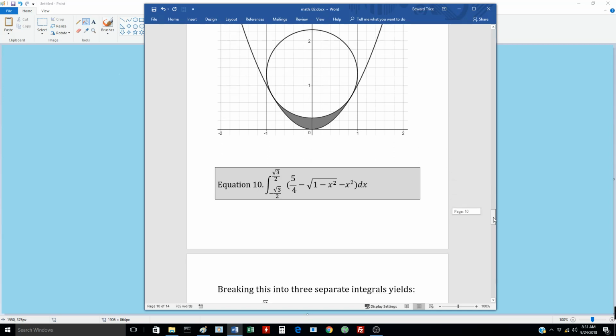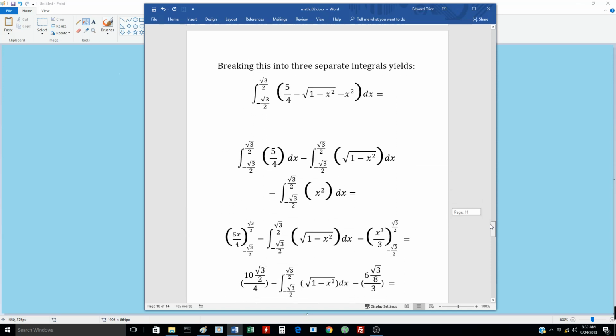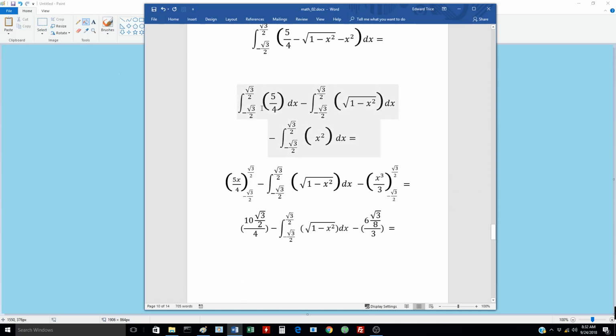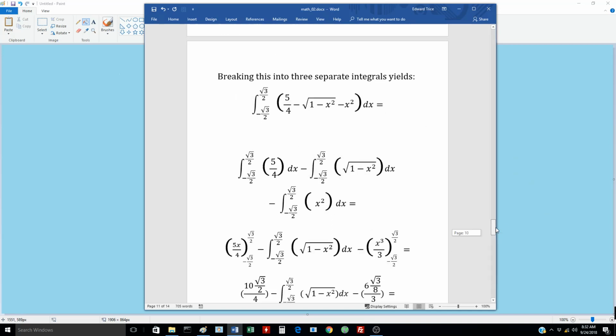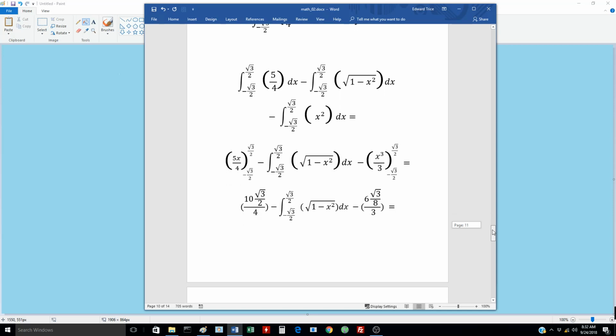So the first part, this 5/4 minus square root of 1 minus x squared, is from the circle, and you want to subtract the area that's underneath the parabola. Otherwise, you get the area that's under the circle. Okay, and this will break apart into 3 separate integrals. Obviously, the 5/4 dx piece is easy, as is the x squared dx piece. When you integrate x squared dx, you just get x cubed over 3. 5/4 dx, the integral is going to be 5/4 x.